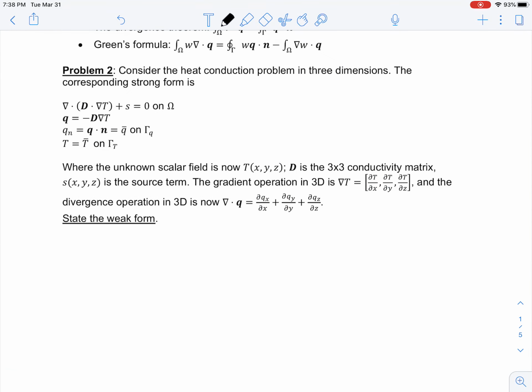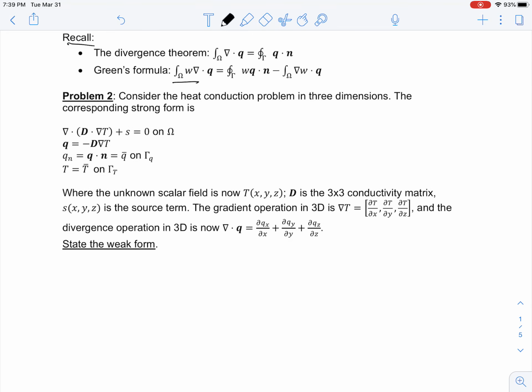I'll do problem 3 in a different video, but I do want to do problem 2 here because it's kind of a trick question. Problem 2 is: consider the heat conduction problem in 3 dimensions. The corresponding form is the standard strong form that we've seen with natural and essential boundary conditions. Everything is as before. State the weak form. It is a trick question because remember that Green's formula is the same in 2D and 3D. The definitions of the gradient and the divergence generalize to 2D and 3D. So what is the weak form of this problem?